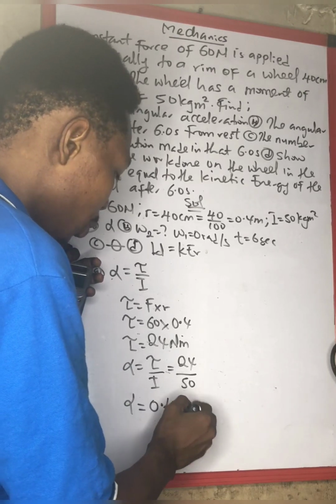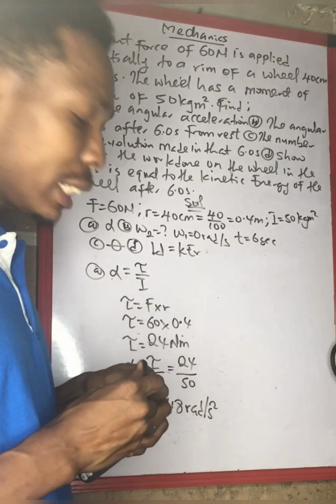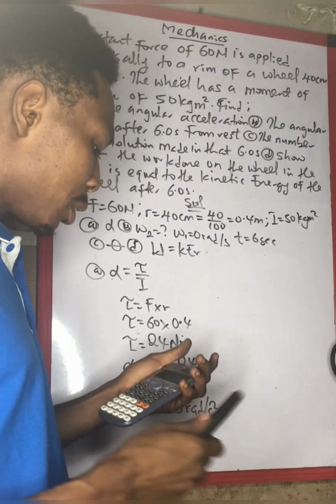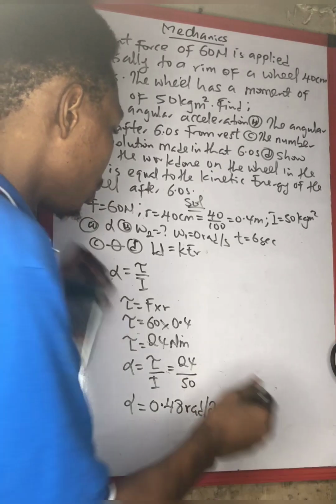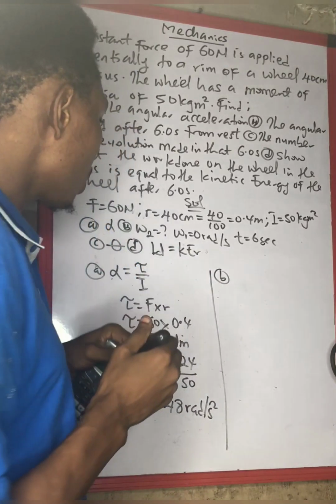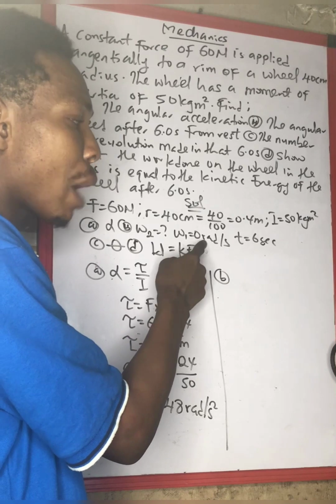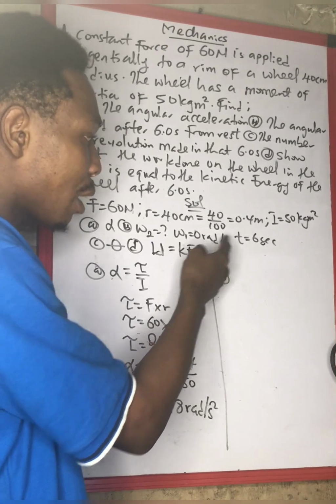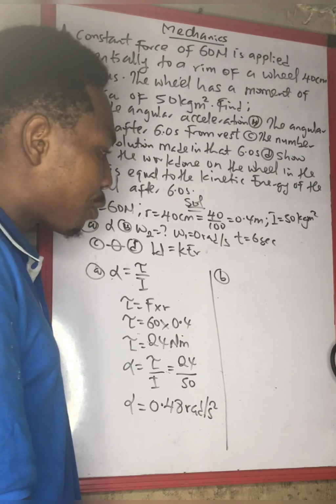0.48 rad per second squared. Now we succeeded in getting our alpha. So the next step now, we are asked to look for number 2, which is the B part of it. We are asked to look for omega, and we are given our W1 to be 0 rad per second, which is from rest, and our time is 6 seconds. Okay, now how do we get our omega from there?